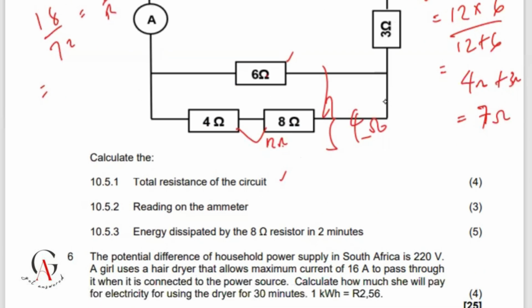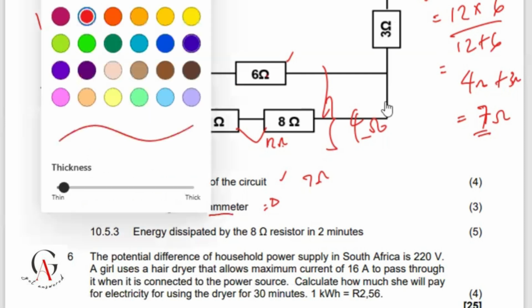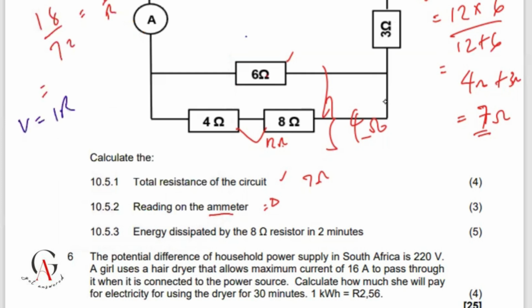Since we know that the effective resistance is 7 ohms, they want us to get the reading of the ammeter. We know that an ammeter is an instrument used to measure current. From Ohm's law, V is equal to IR, which means our current I will be V over R. Our EMF was 14. The resistance we got was 7. So 14 over 7 gives us 2 amps. So 2 amps will be our current passing through there. And then 10.5.3, they want the energy that is dissipated by the 8 ohm.